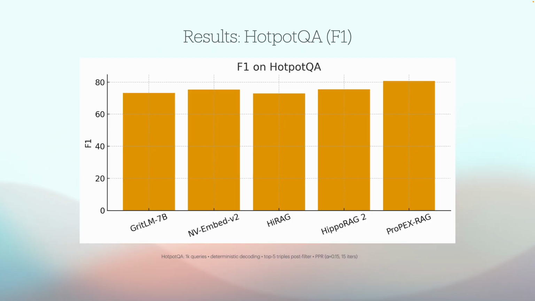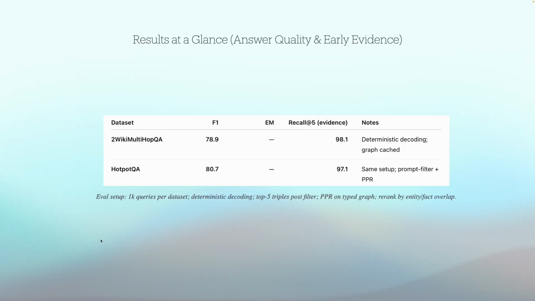So this is HotpotQA, and here also we see a solid F1 and consistent performance relative to strong methods. Same evaluation recipe: prompt filter, facts, seeded PPR, symbolic re-ranking. The key lesson here is that controlling retrieval, not just scoring, leads to stable answer quality. So these are the results at a glance. The summary pairs answer quality with recall at 5, our proxy for early evidence.